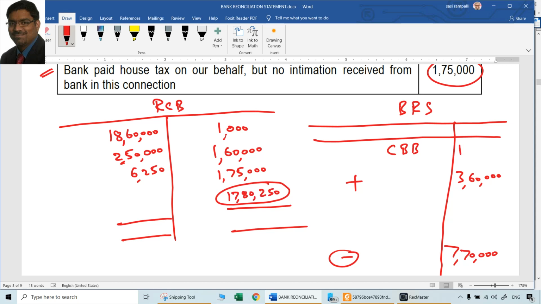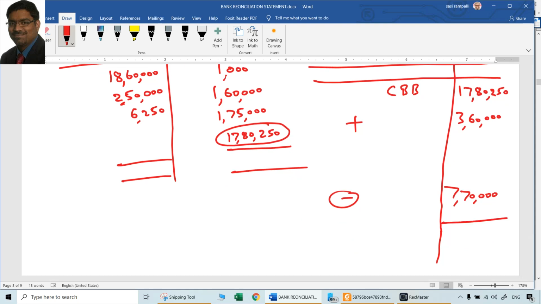17,80,250. That is the one here. Then just two adjustments are there, plus and minus. So add 3,60,000, minus 7,70,000. So 13,70,250. That is the correct balance.